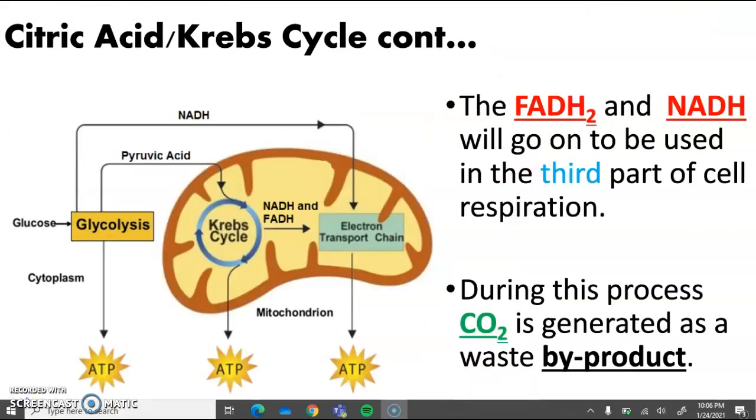Guys, I kind of already went over this on the last slide, but just a reminder that the FADH2 and the NADH are going on to that third part of cell respiration called the electron transport chain. And again, that only happens if oxygen is present. And lastly, guys, the carbon dioxide that was generated is a waste product that will get expelled into the atmosphere and eventually will end up in the plants for photosynthesis.